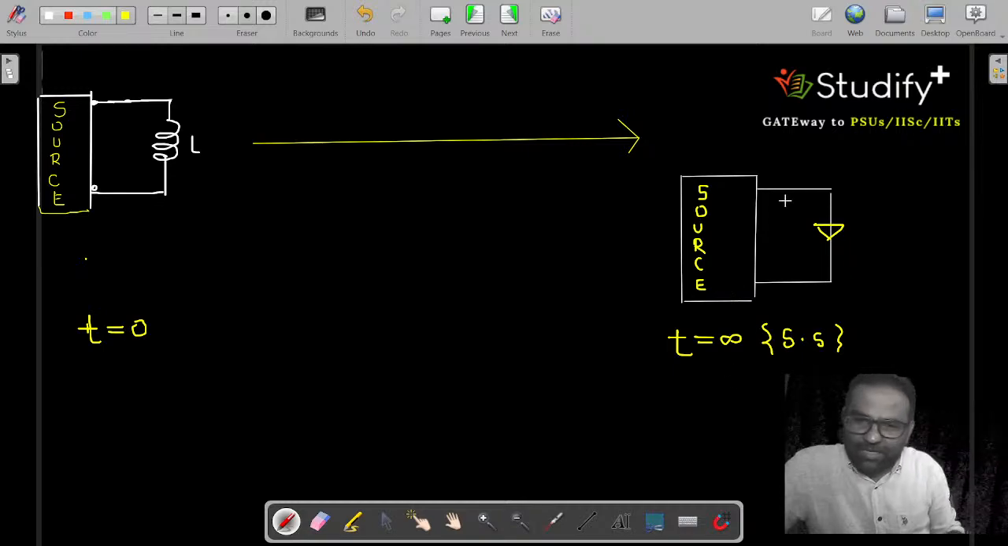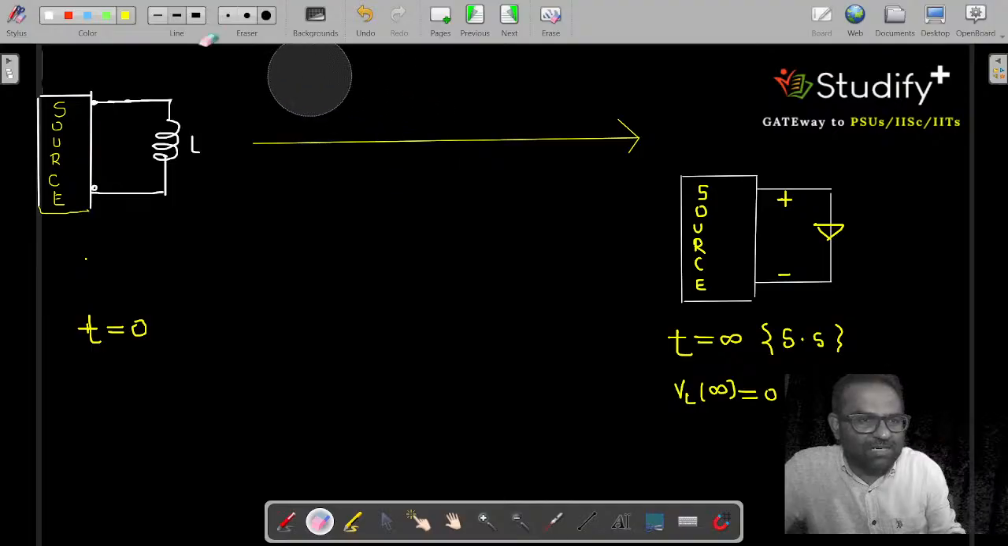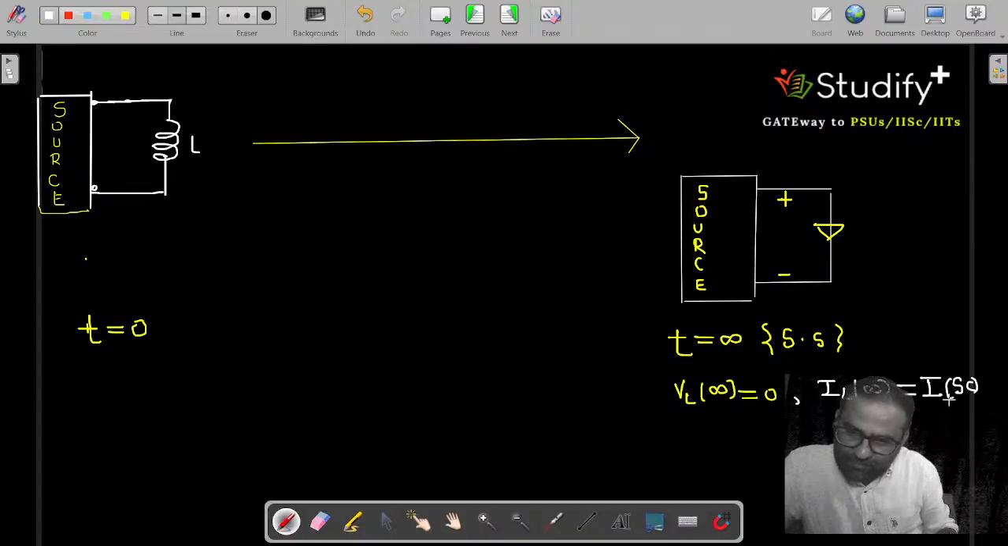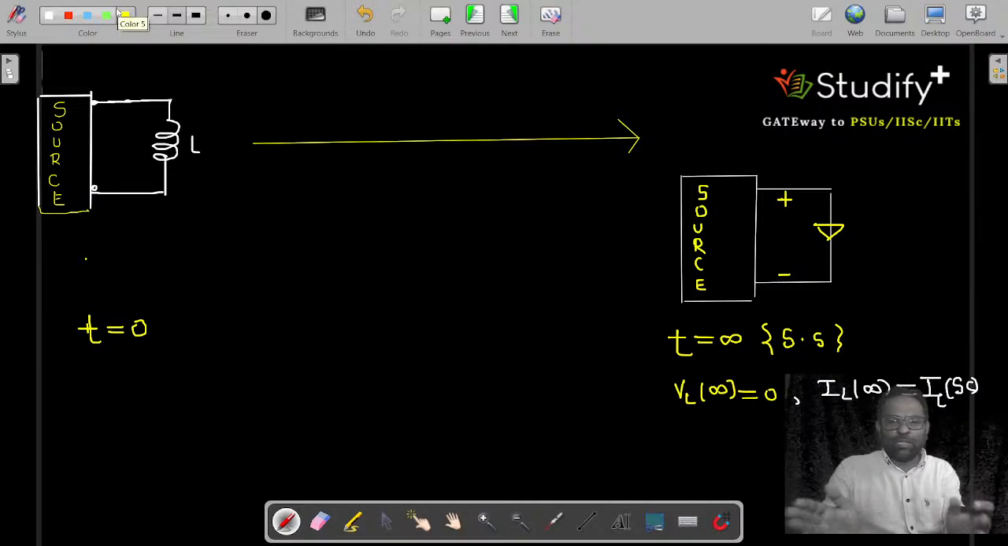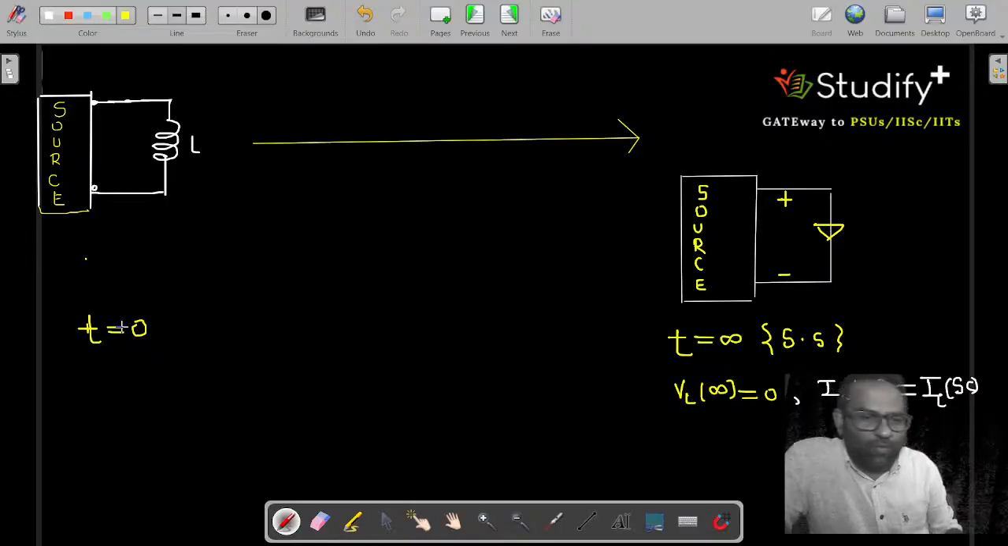In a steady state, the voltage is equivalent to 0. VL of infinity is equivalent to 0, which means in steady state the voltage across the inductor is 0, and this current, IL of infinity, can be measured by replacing the inductor with a short circuit, correct? But with t equal to 0 we have to take care about the duration. So how to achieve the steady state? If you are starting from t equal to 0, t equal to infinity is the steady state.